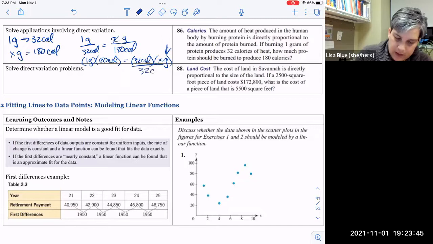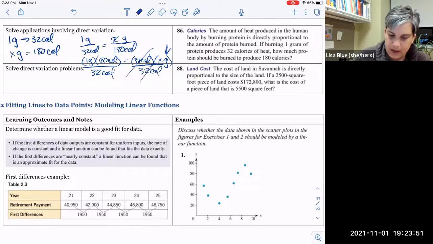So I'm going to divide both sides by 32 calories. All right, so those 32 calories cancel out. So we get 180 divided by 32, and that's going to give us 5.625. So X is 5.625 grams.